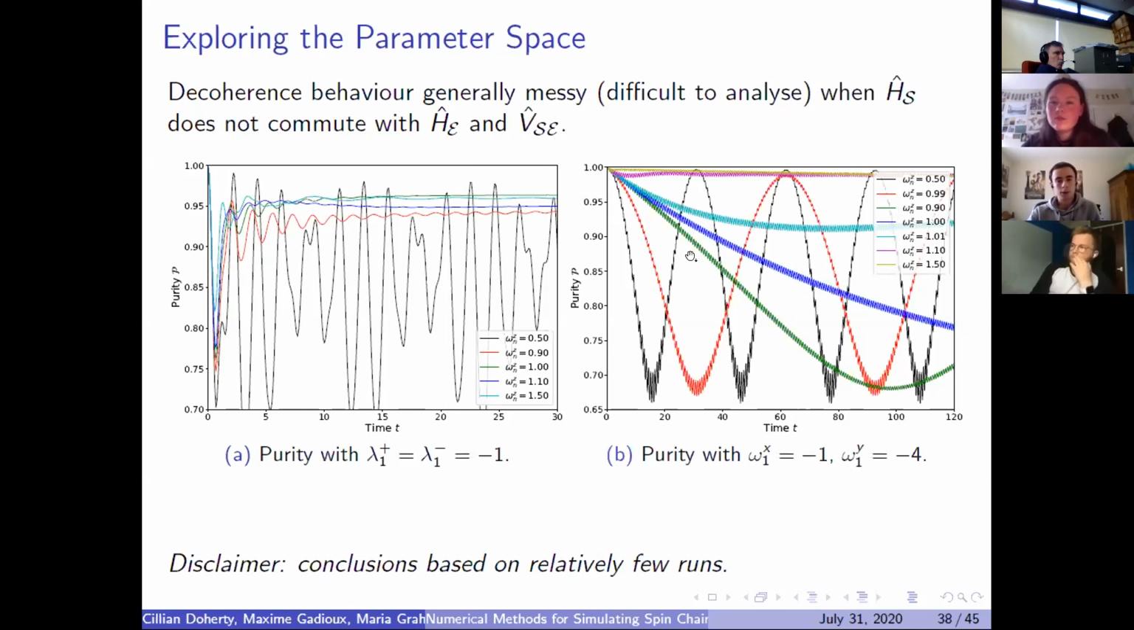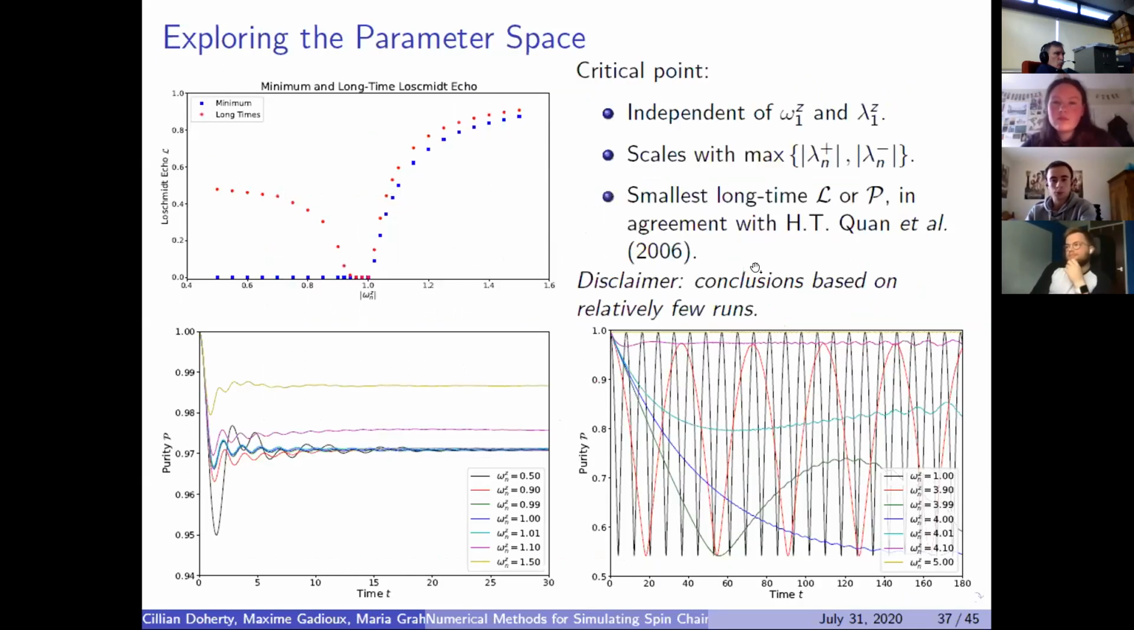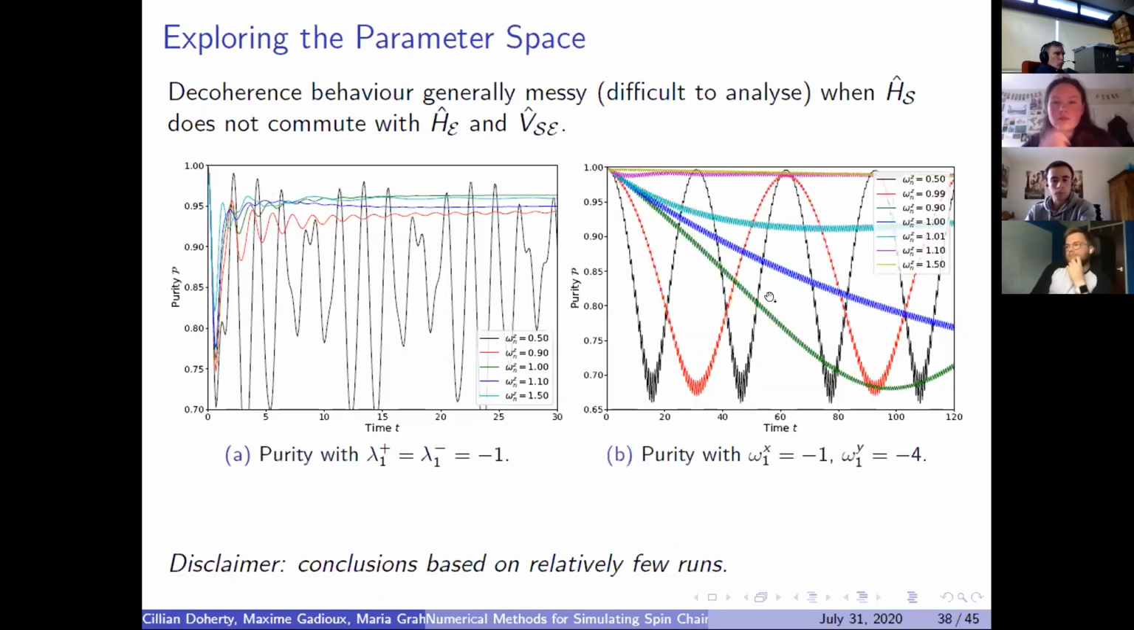Here on the right is probably the cleanest decoherence behavior we have where the Hamiltonians don't commute. It's very similar to what we have here, but it's more elongated, as you can see, and also the curves have a lot of rapid oscillations along them. Unfortunately, we haven't had much time to delve into the reasons why this behavior occurs, but it would definitely be an interesting problem to look at.